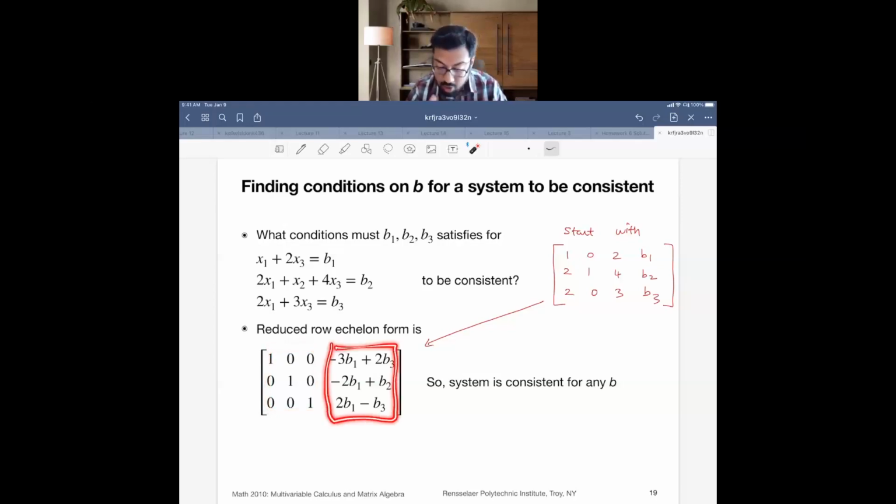The one column over here, as you did those row reductions, worked out to be negative 3b1 plus 2b3, negative 2b1 plus b2, and the last entry is 2b1 minus b3. So this is just one column there. So we know that the system is going to be consistent for any b, right? Because it is row equivalent here, for any vector b, which is b1, b2, b3, any value that you pick, you will have values over there. So x3 will equal that, x2 will equal that, x1 will equal that. So you will have a solution. So the system is consistent for any b in this case.